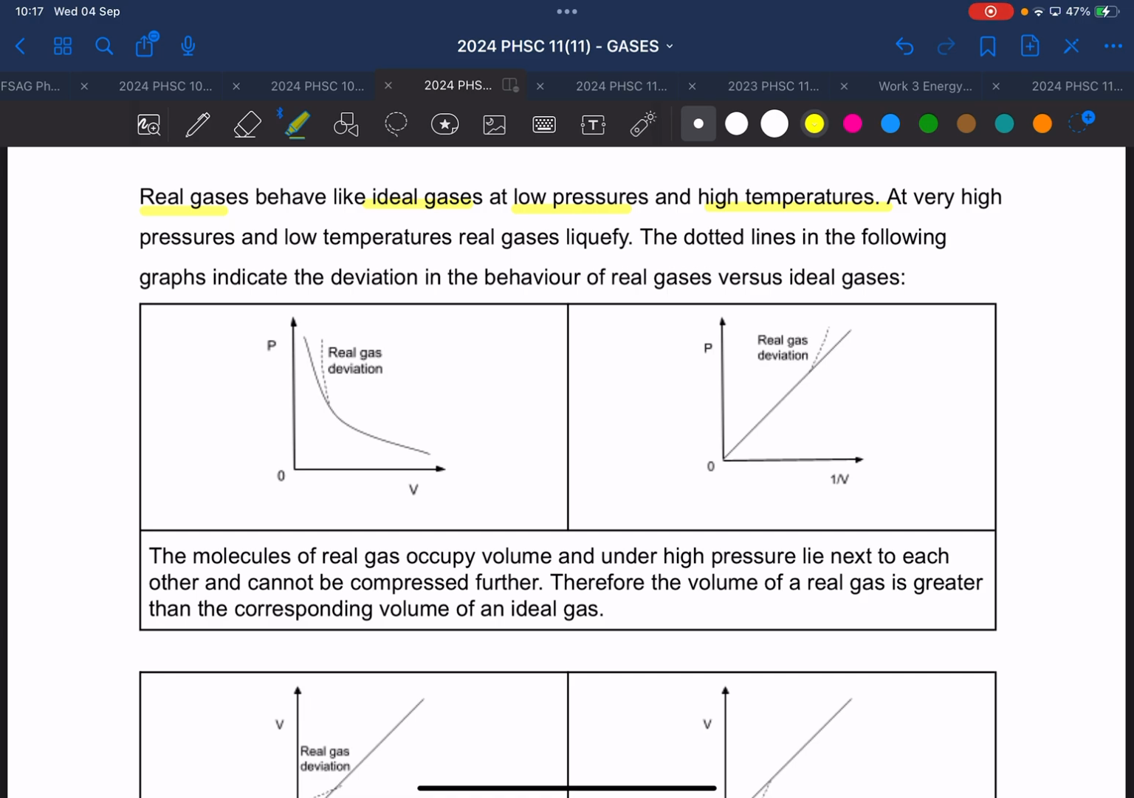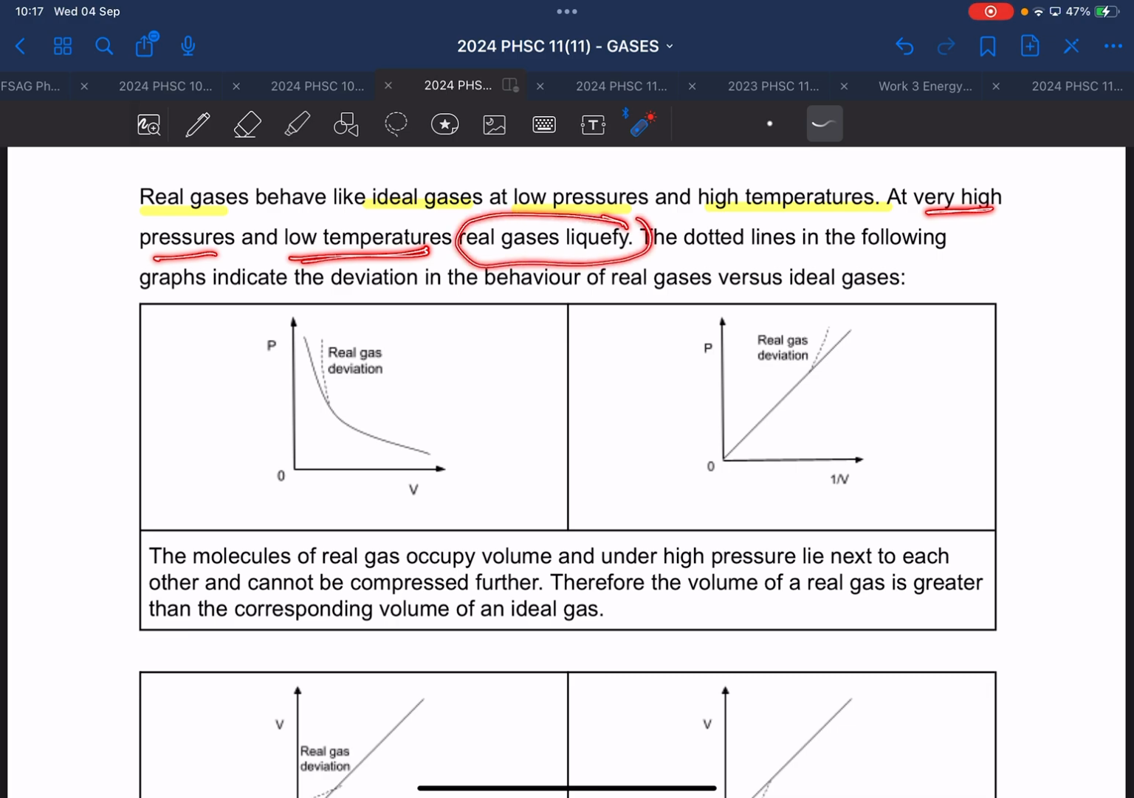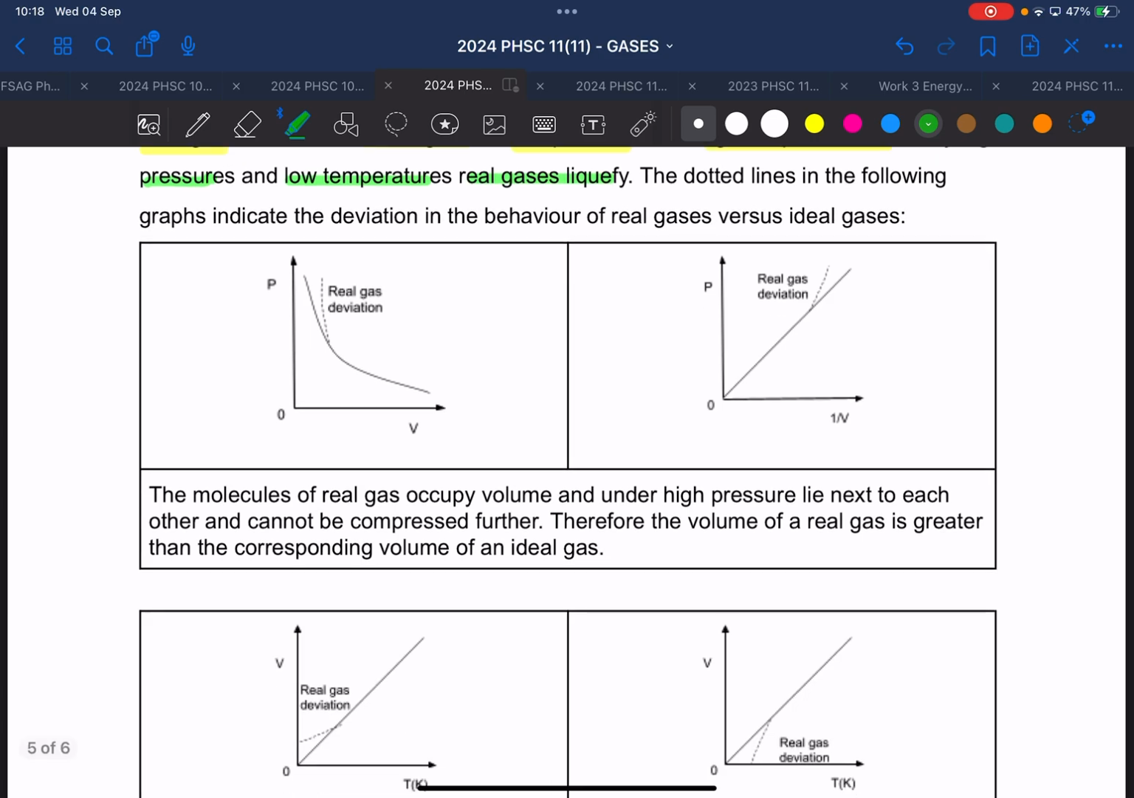So, when we have special conditions, high temperatures and low pressures, then real gases do behave like ideal gases. But if we have high pressures and low temperatures, real gases will liquefy. They will become a liquid. Then I tell you the dotted lines in the following graphs indicate the deviation. Deviation is where it goes off the path, off the way they should behave. The deviation in behavior of real gases versus ideal gases.